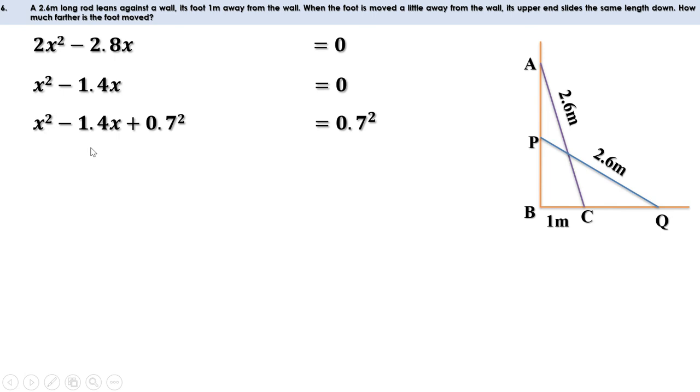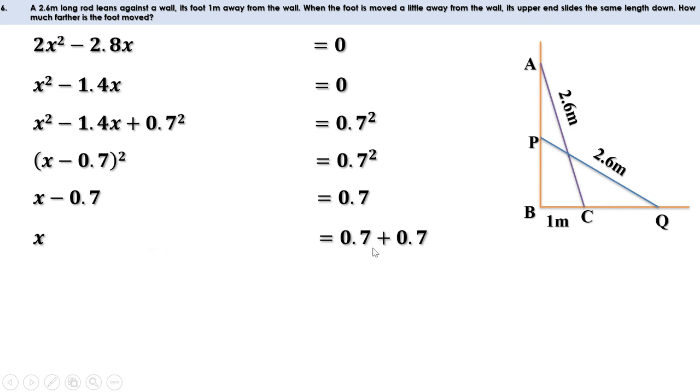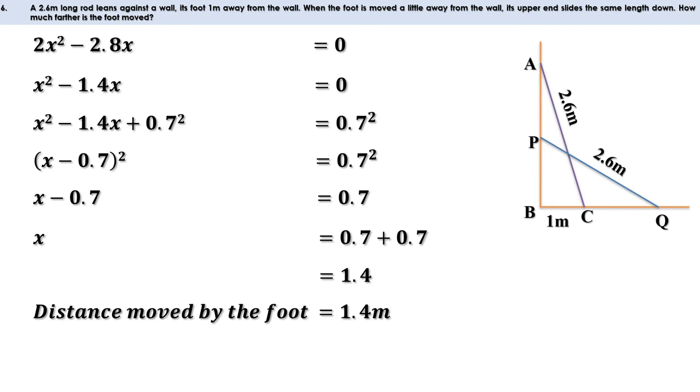Now this is a perfect square. This is the square of x, this is the square of 0.7, and the middle term is negative. So this is the square of x minus 0.7. So we can write (x minus 0.7) all square equals 0.7 square. This is the square of x minus 0.7 and this is the square of 0.7. Taking square root on both sides, we get x minus 0.7 equals 0.7. Now let us take minus 0.7 to the other side. We can write x equals 0.7 plus 0.7, or 1.4. x equals 1.4. That means the distance moved by the foot is 1.4 meters.